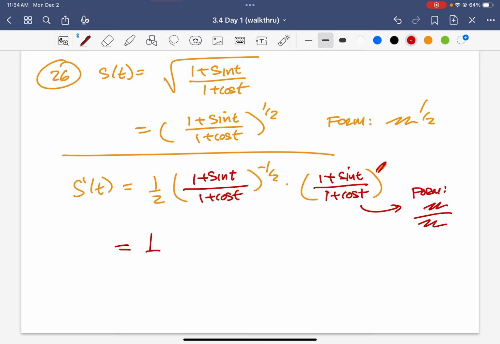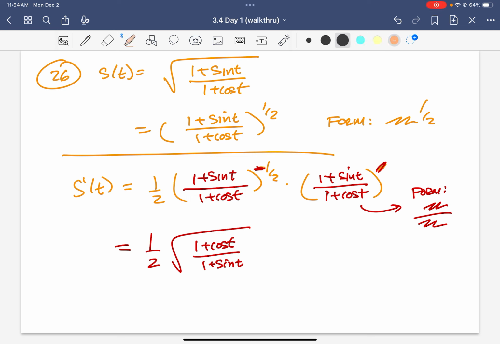So I'm going to rewrite this as 1/2. Since it's a negative, I'm going to flip the sucker. But since it is a square root, I'm going to leave that root. 1/2 is a square root. So I've just rewritten all of this like this.